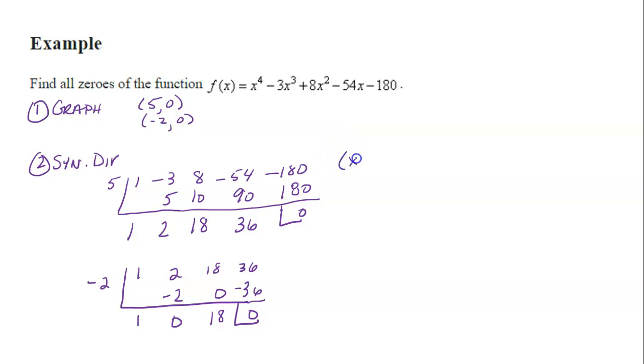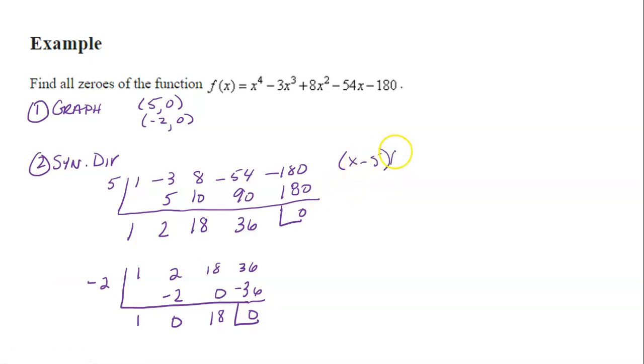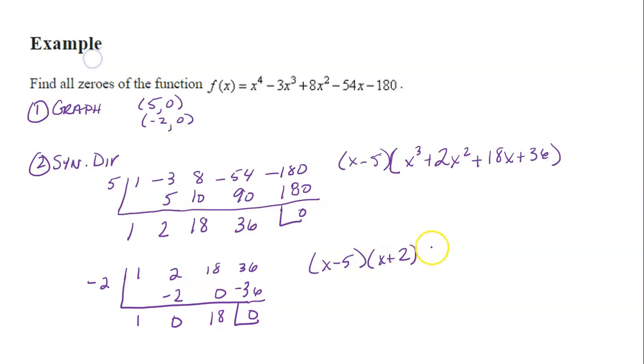Let's erase that. So x minus 5 times, let's see, this is x cubed plus 2x squared plus 18x plus 36. And then when I come down here, I get x minus 5, x plus 2 times x squared plus 18. Okay. Then I have to do quadratic here.